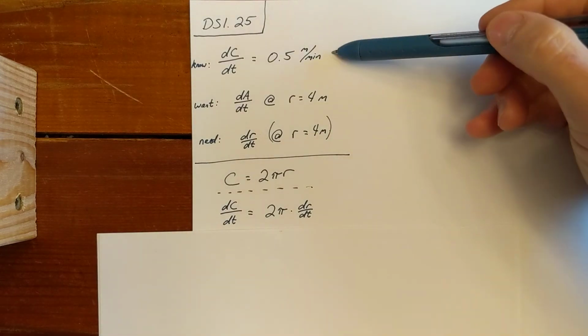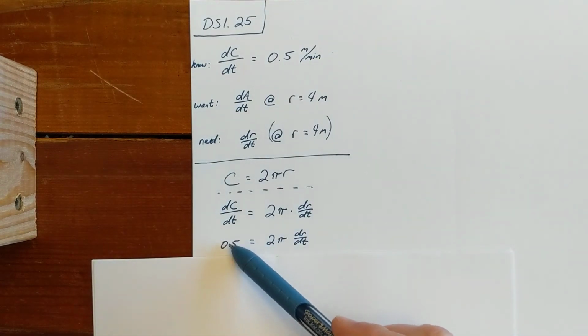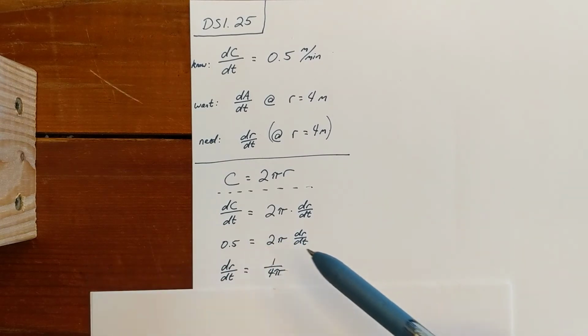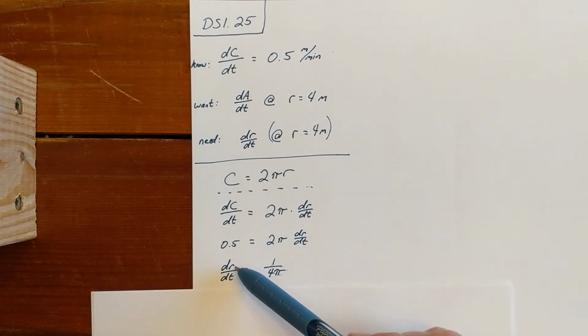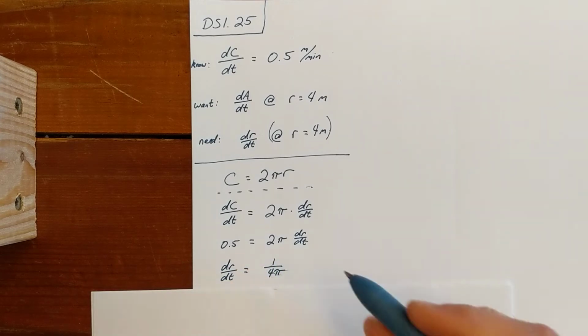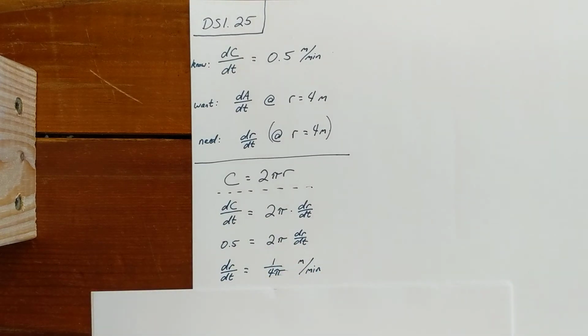So fill in what we know. dC/dt is 0.5 meters per minute, so we'll put that in right here, equals 2 pi dr/dt. Dividing both sides by that 2 pi, that's a 1/2 divided by 2, that's a 1/4, and that puts a pi on the bottom as well. So the rate of change of our radius with respect to time is 1/(4 pi). Technically, radius is measured in meters, time is measured in minutes, so that would be the units for that.